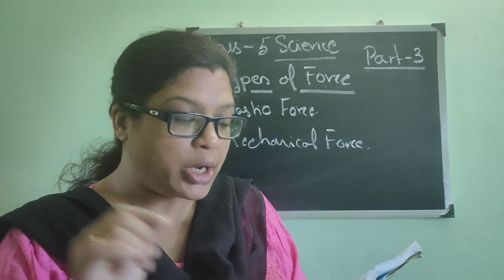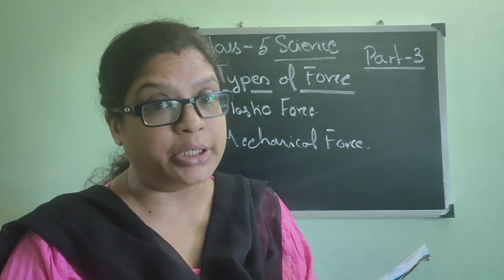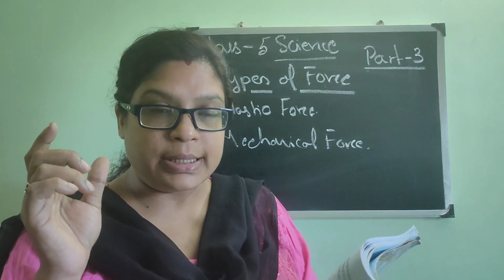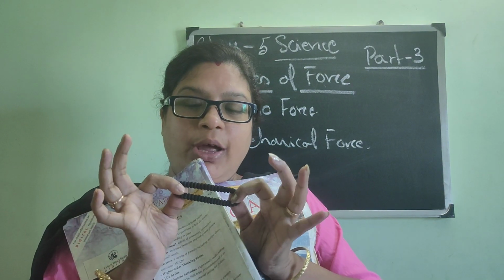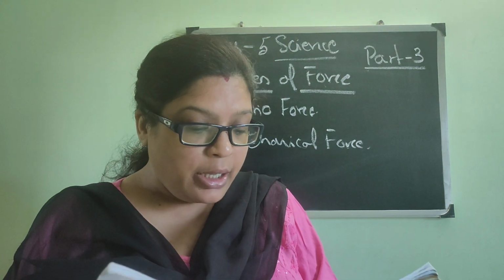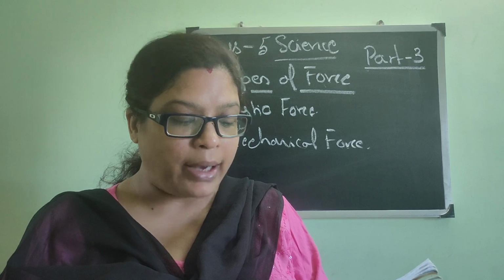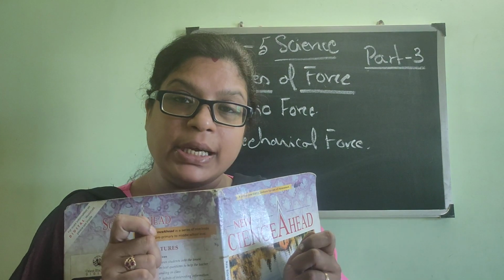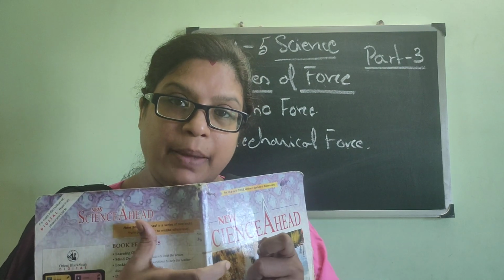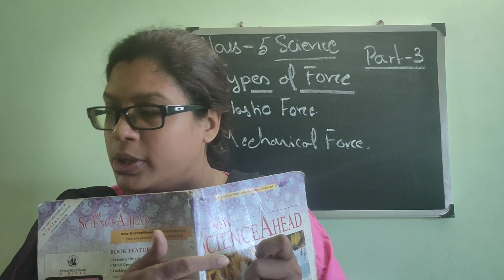What happens when you stretch a rubber band and let it go? It goes back to its original length, isn't it? When I leave it, see again it is coming to its original place. The force that resists stretching and makes the material go back to its original state is called elastic force. So when I am stretching, it is becoming long in length, and when I am releasing, it is coming back to its original form.